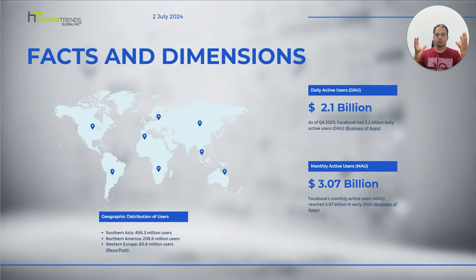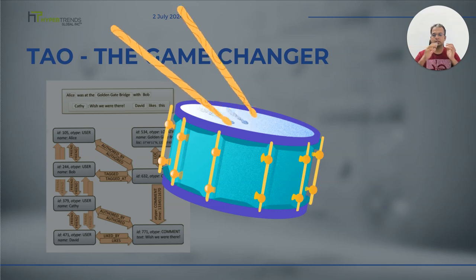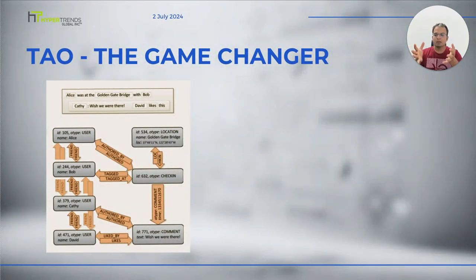So this is how complex it is. The number of posts, comments, likes, and everything, right? So to manage it is very difficult. But Facebook did fantastic research on that, and then they came up with one of the game changers, and that is TAO, right? So basically, TAO is the game changer for Facebook.